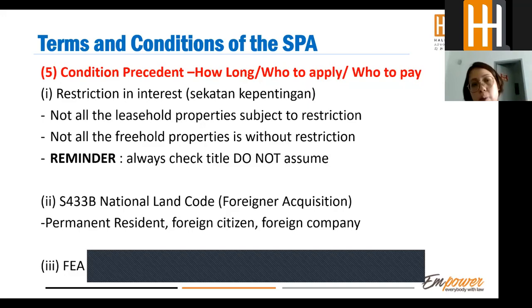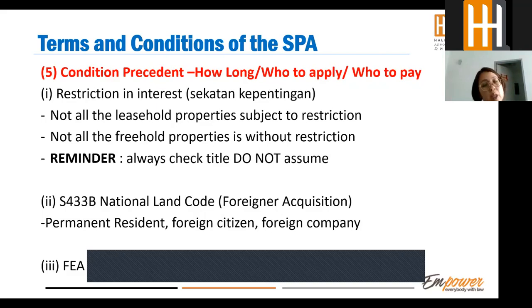So must remember to check title, right? Do not assume, because any assumption made by a lawyer will actually cause a delay or cause a transaction to be terminated or canceled, or even the lawyer need to pay for all those charges, and also the lawyer might be sued as well by the relevant parties, okay?